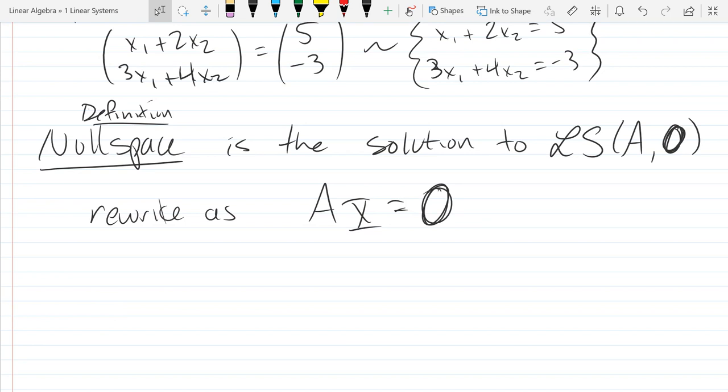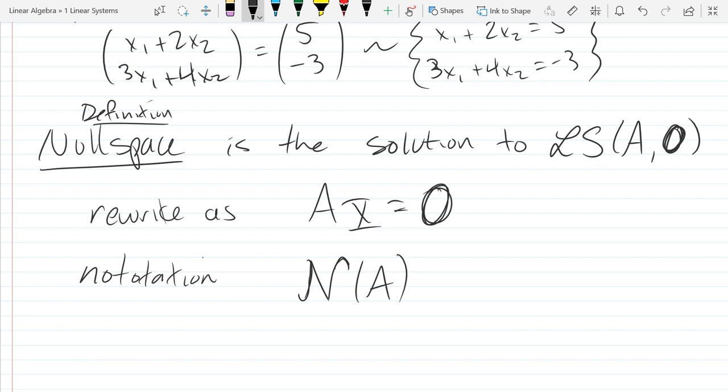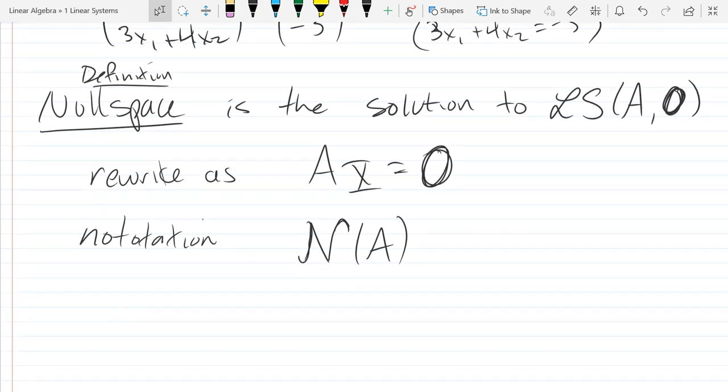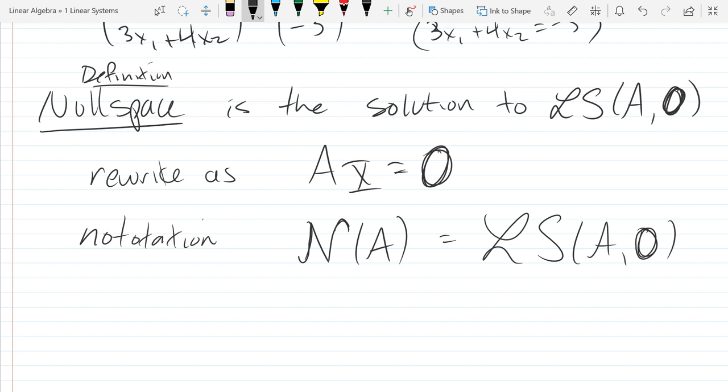This is the notation they use, a fancy cursive N. I'll do my best to rewrite their N. Kind of looks like that. Remember, it doesn't depend on the B matrix, so it's really defined just off A. So you could talk about the null space of just A. There is no B here. So you could write null space of A is the same as the linear system of A comma 0. So you can write them either way.